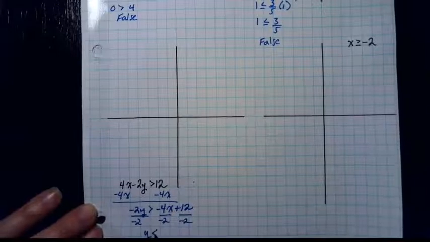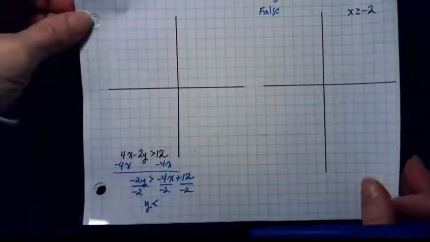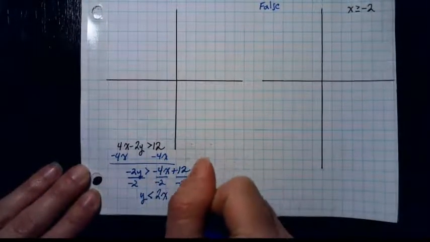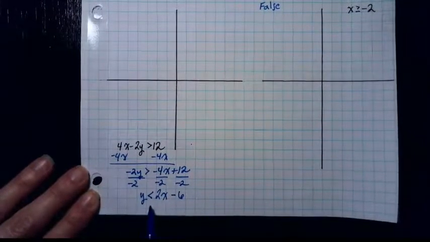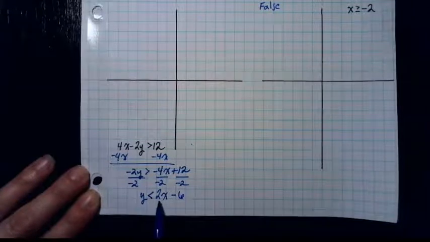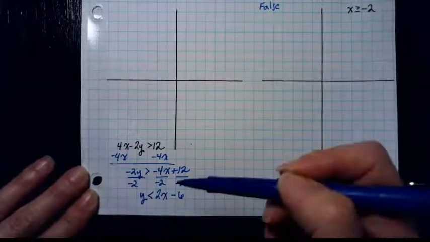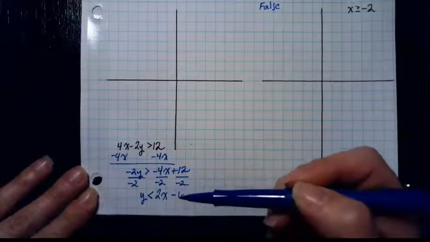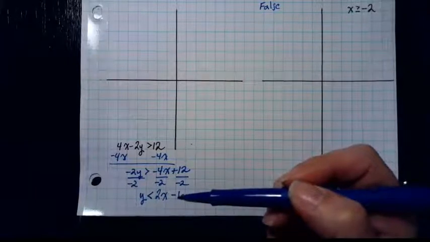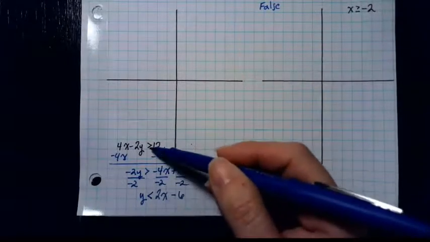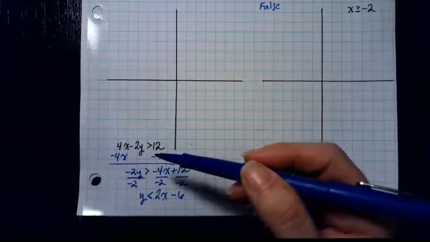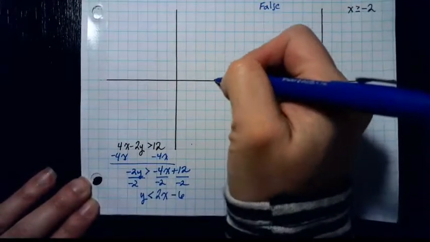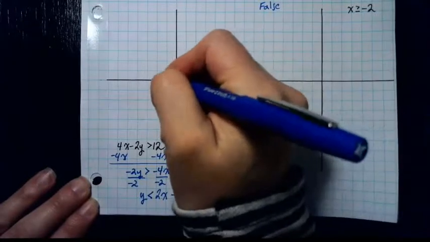So I have y is less than, negative 4 divided by negative 2 is positive 2, and 12 divided by negative 2 is negative 6. So my inequality, when I solve for y, is y is less than 2x minus 6. Okay, so that's helpful because if I have the inequality solved for y, I can use that inequality symbol to get my shading and I can avoid using the test point. If I don't solve for y first, I can't use the inequality symbol because I might be shading in the wrong direction. It is strictly less than, so that means I'm using a dashed line. Get my scale here.